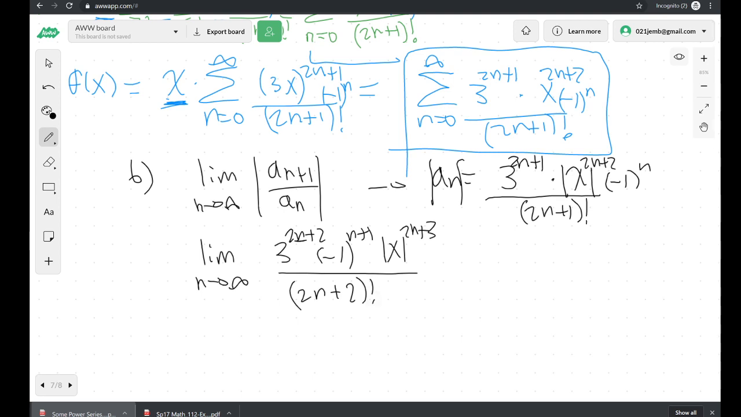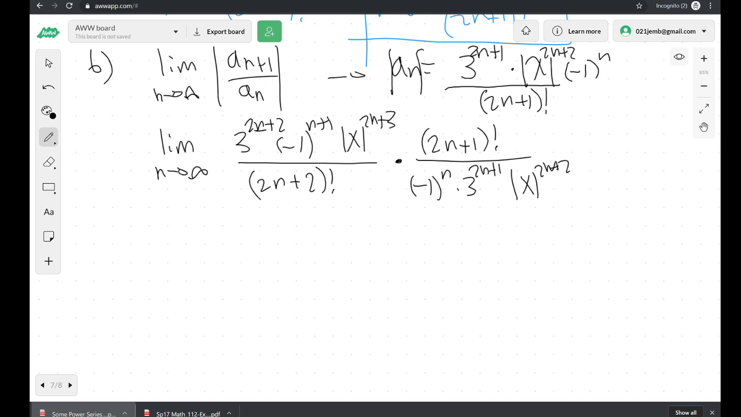Good. Now we're going to divide by a sub n, which means that we're going to multiply by the reciprocal of a sub n, which is basically 2n plus 1 factorial, divided by the alternator, negative 1 to the power of n, times 3 to the 2n plus 1, times the absolute value of x to the power of n plus 2. Okay, now let's simplify this a little further.